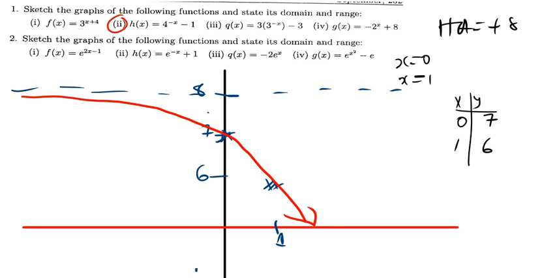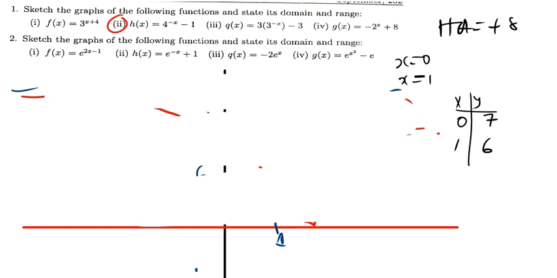The domain is always from negative infinity to positive infinity, but the range is now restricted. So the range will start from negative infinity, we don't know where it's ending, from negative infinity all the way to 8. 8 is not included because it is the horizontal asymptote. So that's the range. That is it for question 1. Let's see how we can solve question 2.